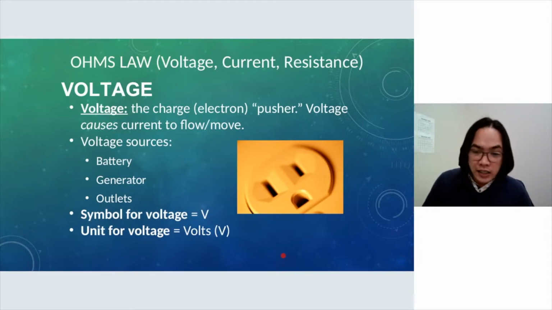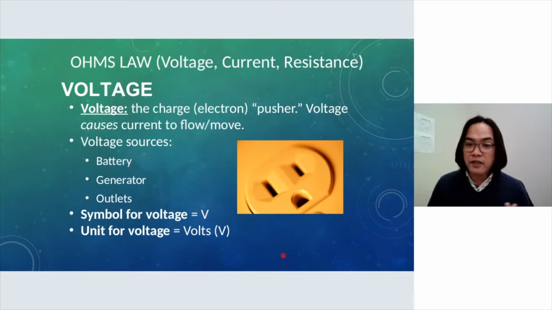So when we say voltage, that is the charge or electron pusher. So if you have seen our simulation earlier, when we turn on the switch, the battery causes the electrons to flow. It pushes the electrons to move. So meaning voltage causes current to flow or move. Without it, your current or your electrons will not be flowing. And if the electrons are not flowing, then your appliances or devices at home will not work.